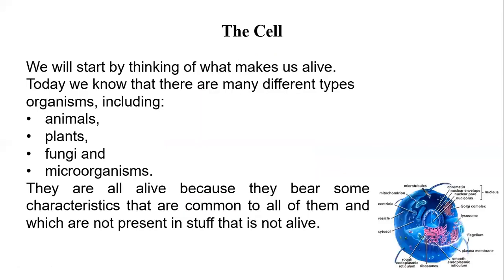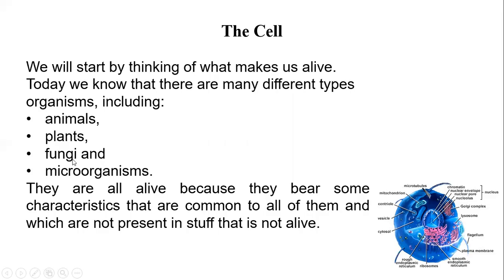So now we get into the cell. We will start by thinking of what makes us alive. What are the characteristics that keep us alive? Today we know that there are many different types of organisms, including animals, plants, fungi, and microorganisms. Animals and plants are the major categories, and fungi are microorganisms.